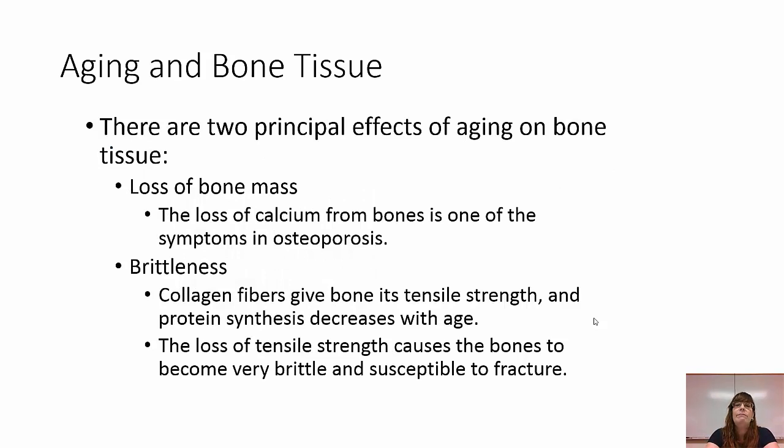So we have two principal effects of aging: loss of bone mass and brittleness. So we lose calcium from our bones, and that's actually a symptom of osteoporosis. So your bones actually start to become less dense. They get holes in them almost. They're becoming porous. Brittleness: the collagen fibers that give the bone its tensile strength and protein synthesis also decrease with age. So they start to become more brittle, and you're more likely to have a break after a fall.